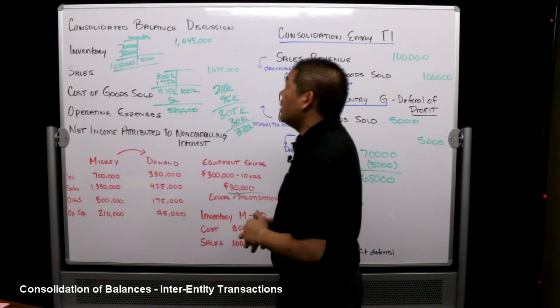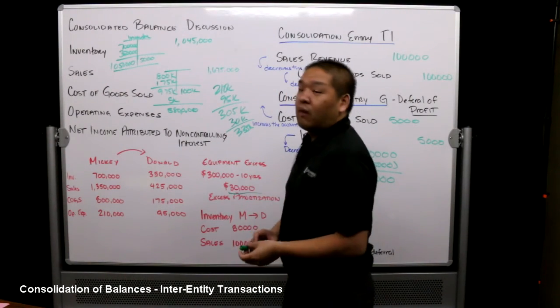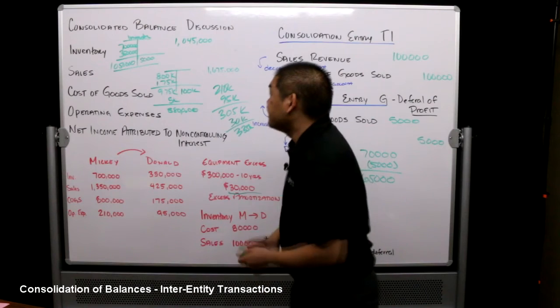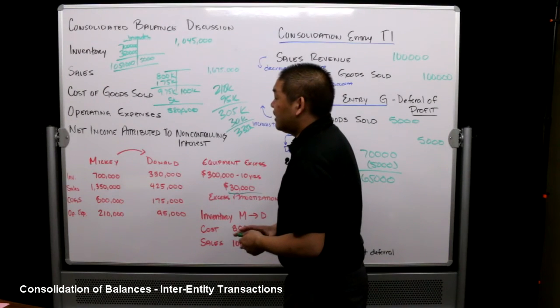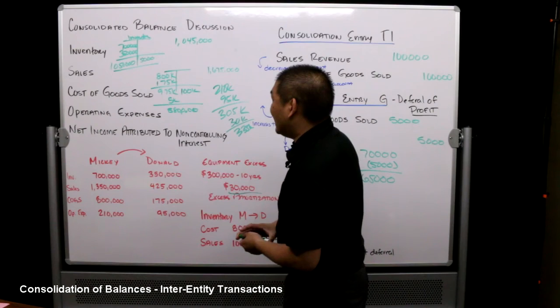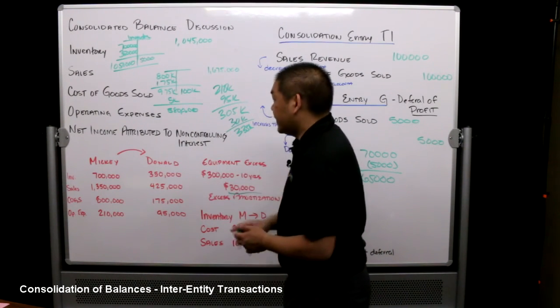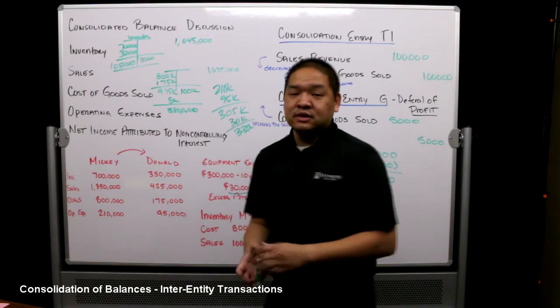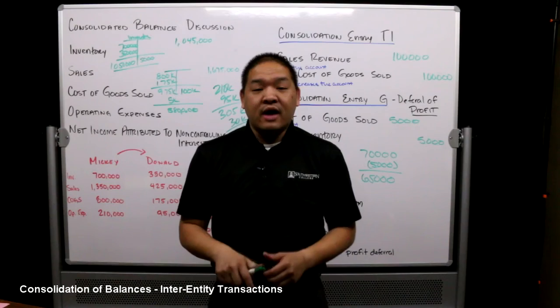So for this example, we have our ending inventory of the consolidated Mickey and Donald of $1,045,000. We have the consolidated sales of $1,675,000. We had consolidated cost of goods sold of $880,000, and then we had consolidated operating expenses of $335,000. All right, so that should get you through one of your problems that you have for this week.